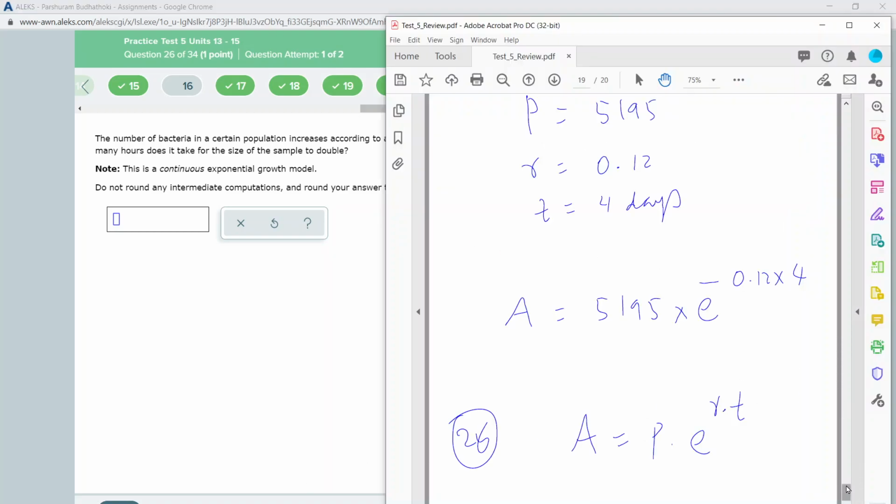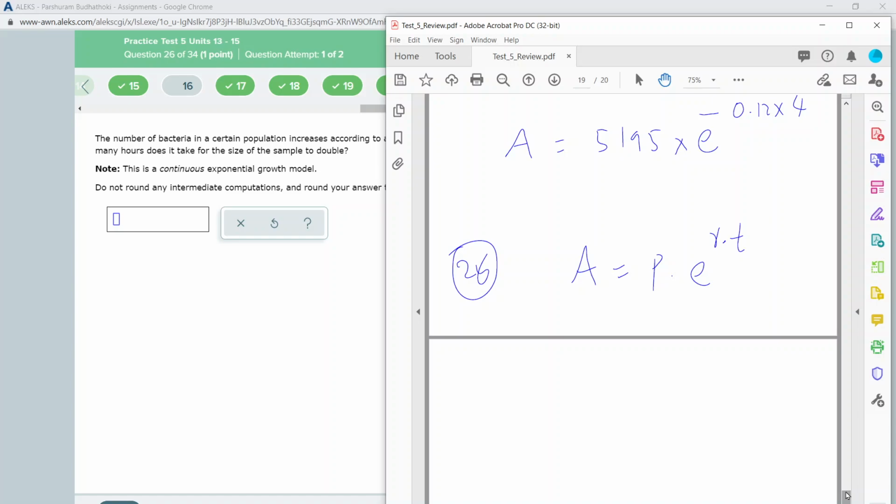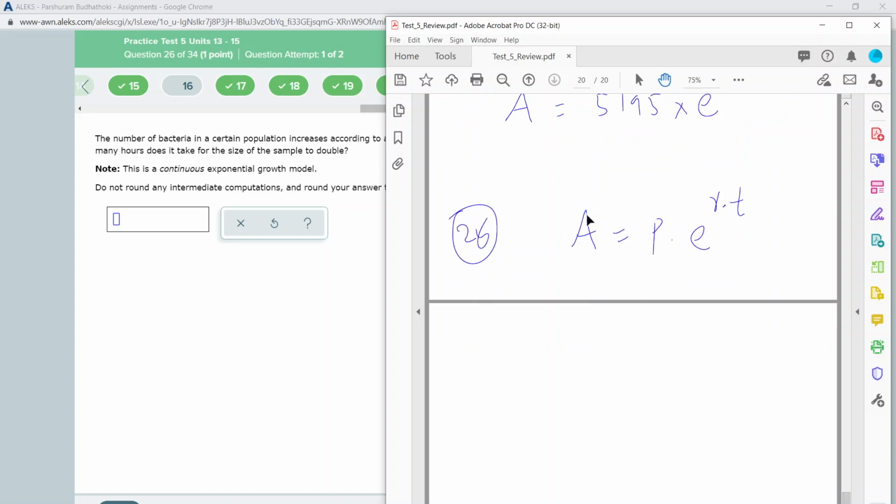So we don't know what the value of p is and what the value of a is, but we know that we want to find the time when a is 2 times p. Double size will be double, meaning a is equal to 2 times the initial population. So in this problem, instead of a you can write 2 times p.